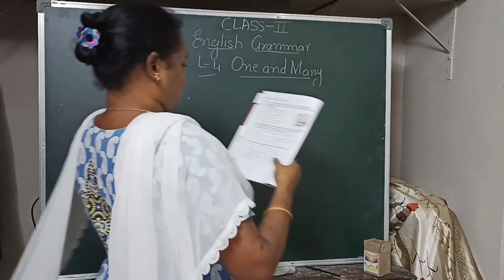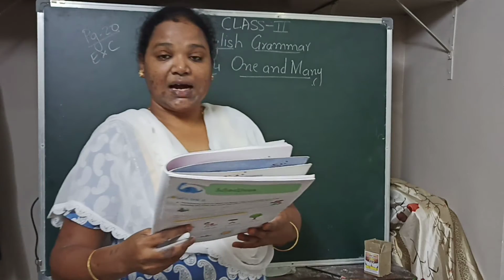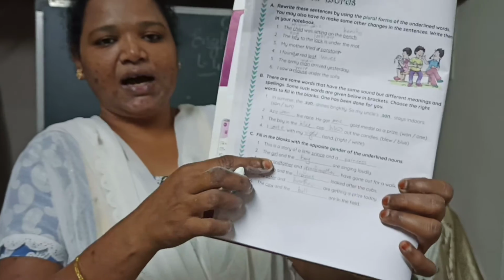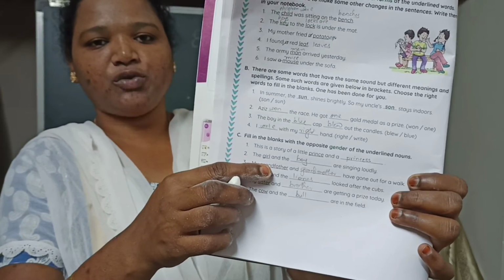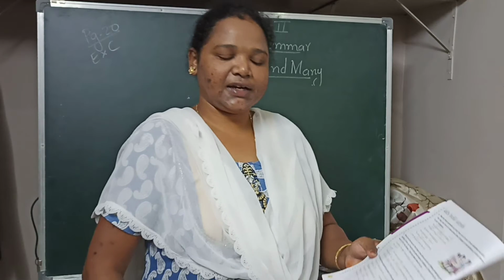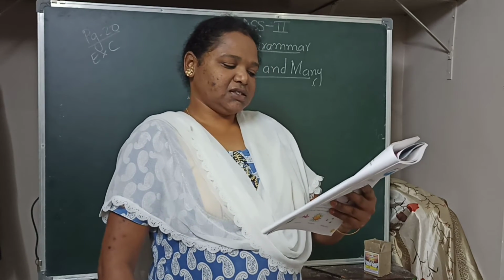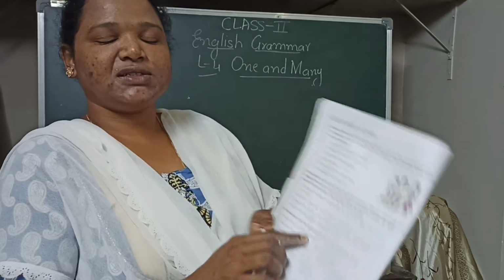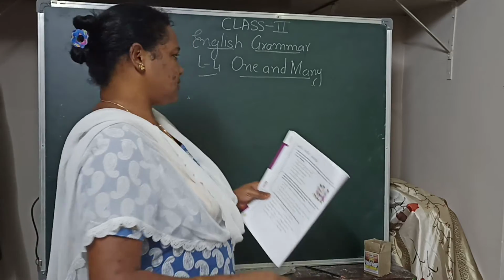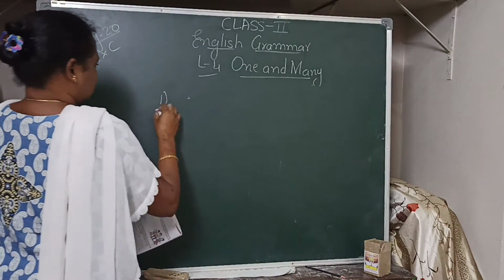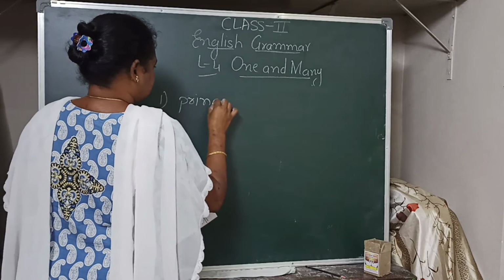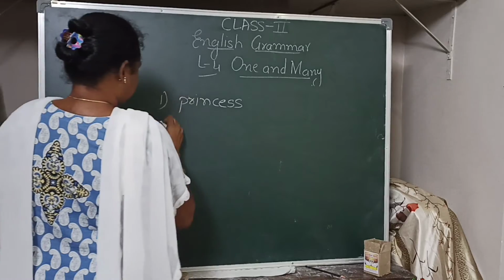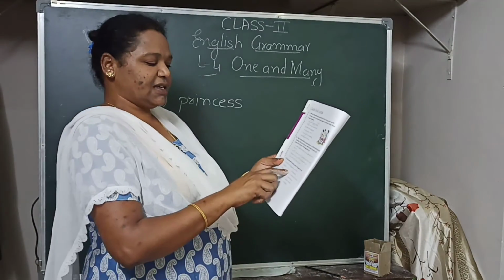So exercise C on the same page, fill in the blanks with the opposite gender of the underlined nouns. They have given some blanks here, and they have underlined a noun in each sentence. So we have to write the opposite gender of that underlined noun. Okay, the first one. This is a story of a little prince and a dash. So the opposite gender of prince is princess. Second one. The girl and the dash are singing loudly.